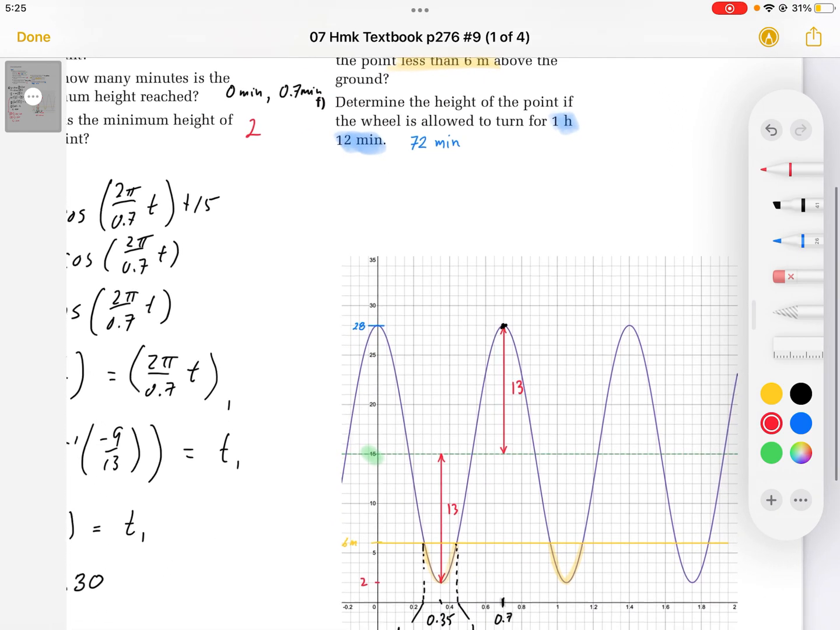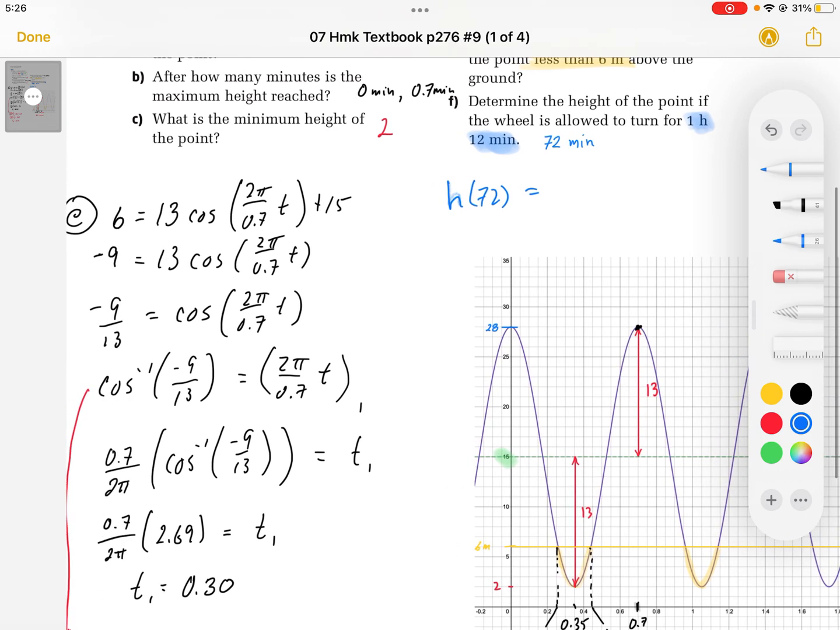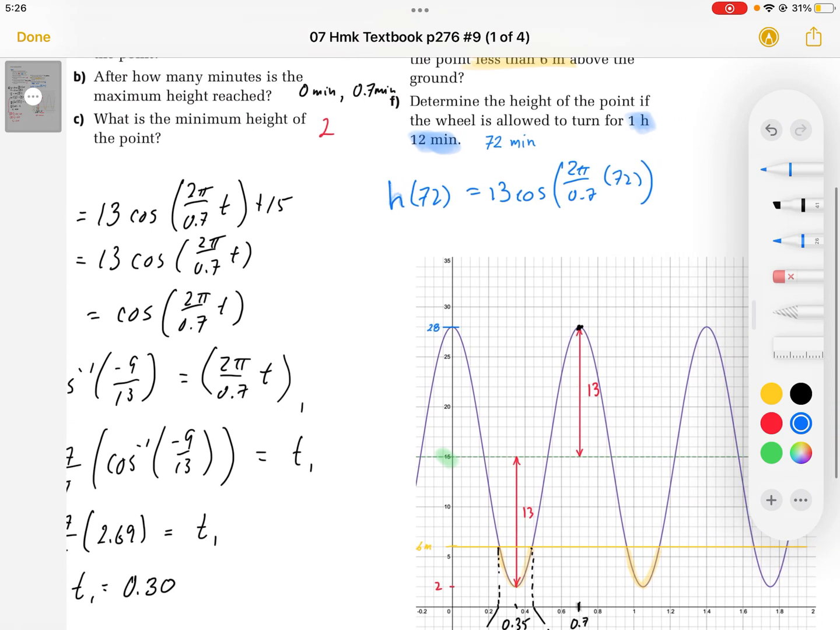The last one is to determine the height of the point of the wheel at 1 hour and 12 minutes. So the first thing we're going to do is convert that to minutes, so that's going to be 72 minutes. Then we want to find the height when we plug in 72 minutes into that equation. So we plug that into the equation 13 cosine of 2 pi over 0.7 times 72 minutes plus 15, and we just plug that all into our calculator.